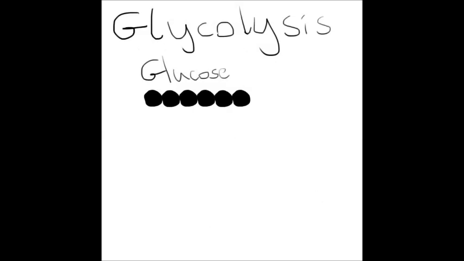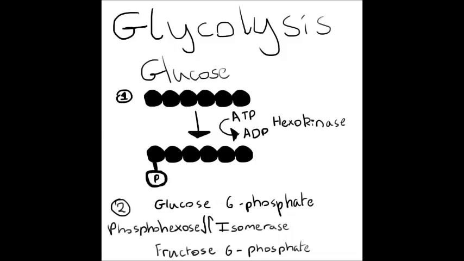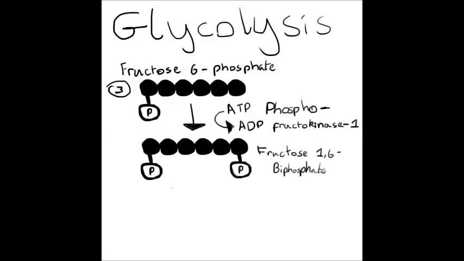In both aerobic and anaerobic respiration, the first stage is always glycolysis, which starts with taking our 6-carbon sugar glucose and phosphorylating it with hexokinase, leaving us with a molecule called glucose 6-phosphate. This is then rearranged by another enzyme known as phosphohexoisomerase into fructose 6-phosphate. From there, we phosphorylate the molecule yet further with phosphofructokinase 1 into fructose 1,6-biphosphate.